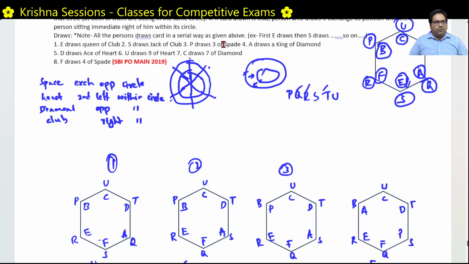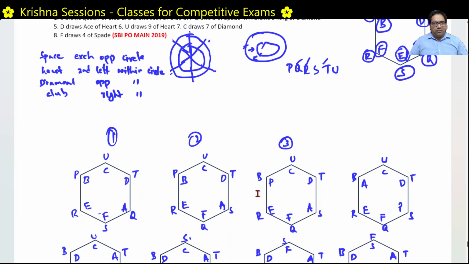Right. After the fourth operation, A draws the king of diamond. King of diamond means opposite within the circle. What will A do? Opposite within the circle, A will exchange with P. A and P will exchange, and the rest will remain the same. So C, D, E, F will remain the same. Q, R, B, U, T, S will all remain the same.